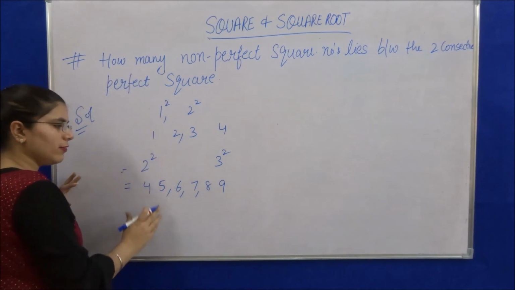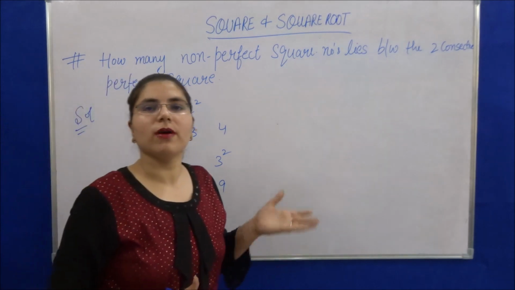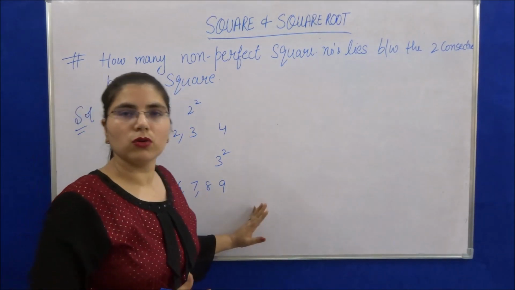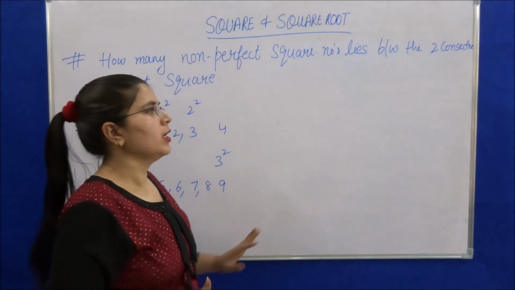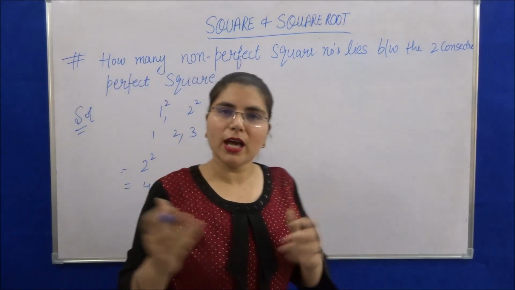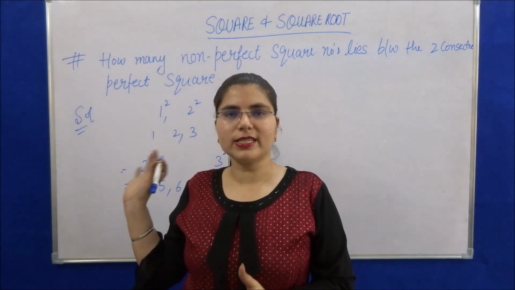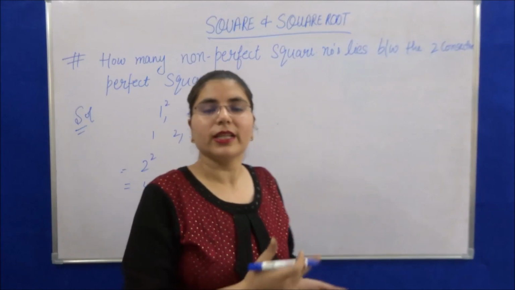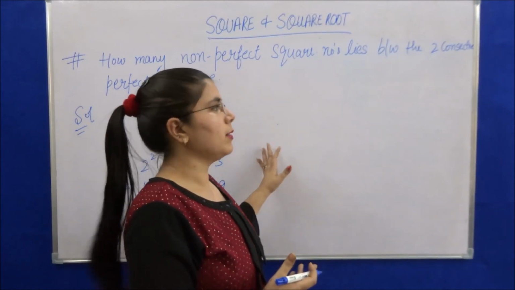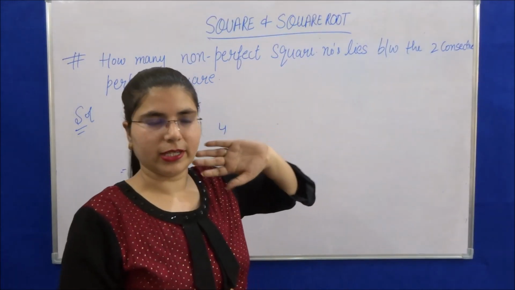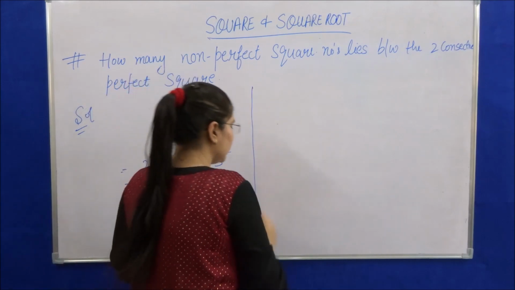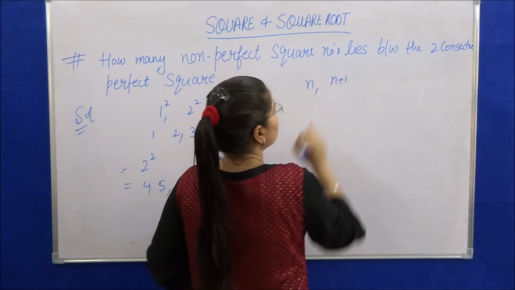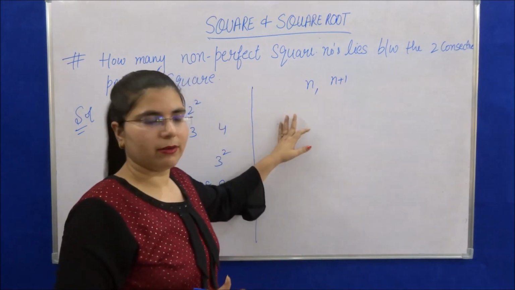In a similar way, we can find a lot of non-perfect square numbers lying between two consecutive perfect square numbers. Now, we are solving this by simply considering examples, but if we consider a large number, then how can we find the numbers which are not perfect squares? For that, let us consider a case. Here n and n plus 1 are two consecutive natural numbers.